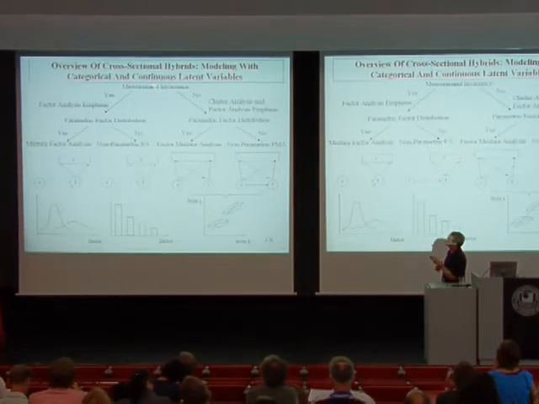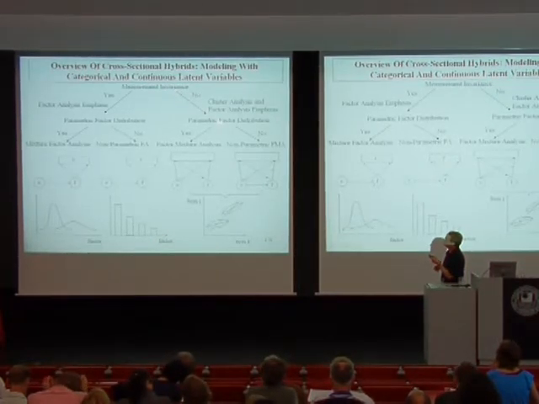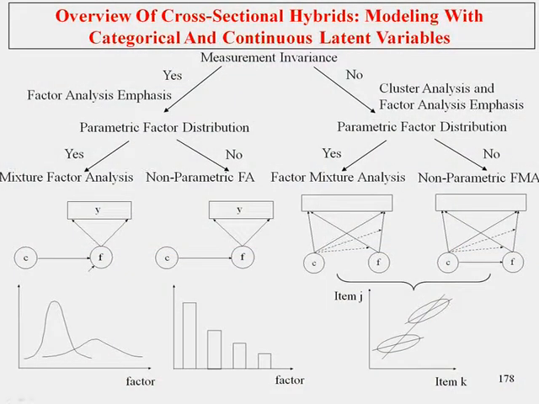Now, if we go down the measurement invariance no path, then you're leaving the factor analysis emphasized a little bit, and you're more into cluster analysis. When I say cluster analysis, I also include, I specifically think of, latent class analysis. So let's go down the parametric factor distribution. That is, parametric means, say, assuming normality for the factor, yes. Then we have what we just talked about, factor mixture analysis.